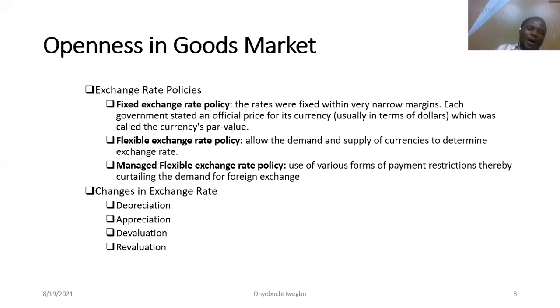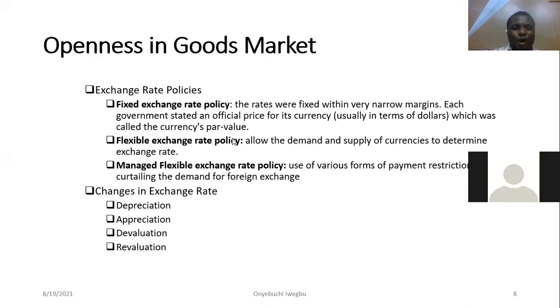$0.0025 to 1 naira. When you increase it, it is no longer $0.0025 to a naira. Maybe it's now $0.3 to a naira. Under that scenario, what happens? That is called what? Exchange rate what? Revaluation, because you now need more dollars to get naira.